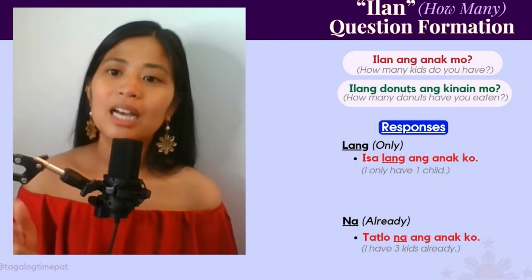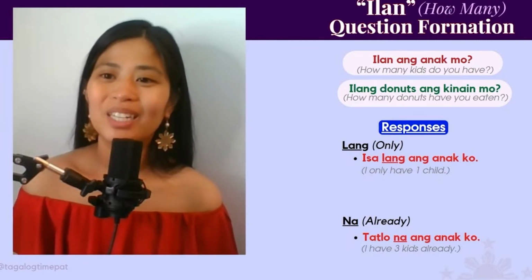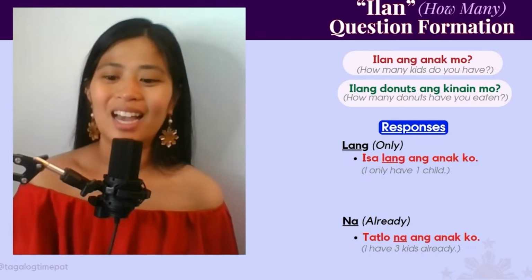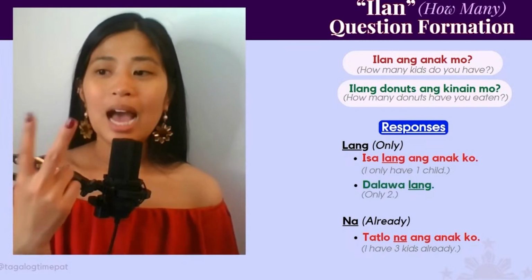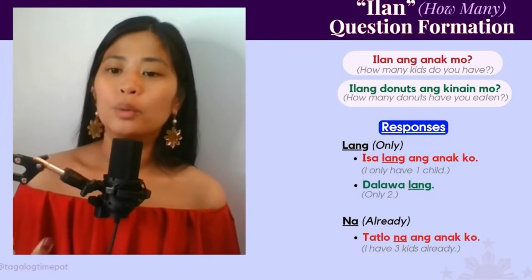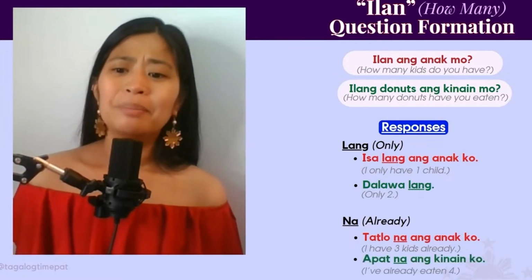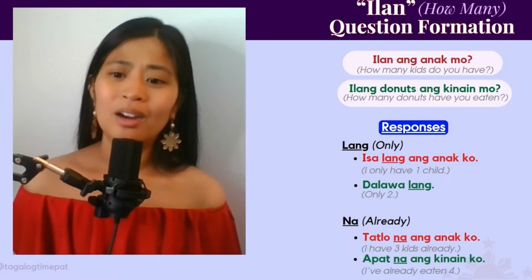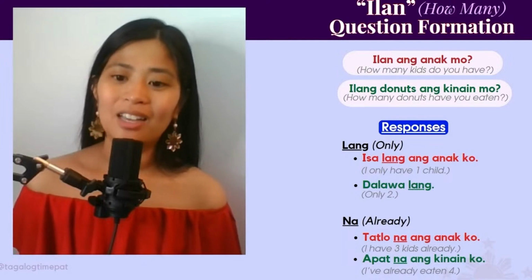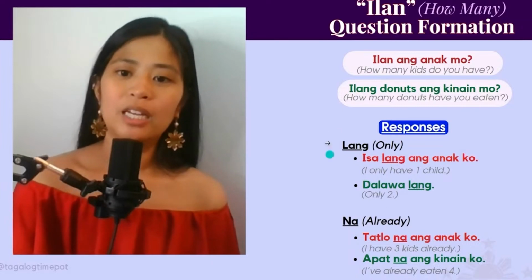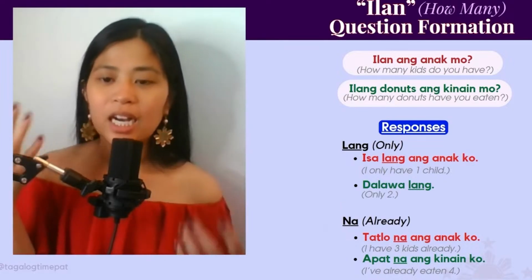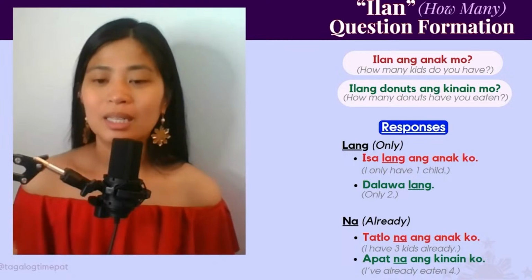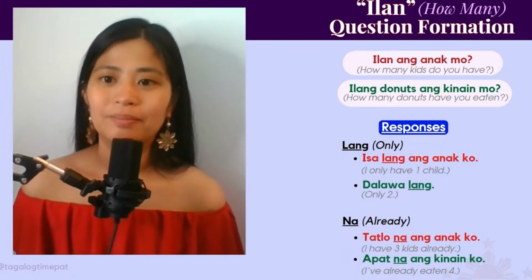Or another example, ilang donuts ang kinain mo? How many donuts have you eaten? Ilang donuts ang kinain mo? Or how many donuts did you eat? So, you could say, dalawa lang, only 2. Or, apat na ang kinain ko. I already ate 4. I've already eaten 4. Apat na ang kinain ko. So these 2 words show an emphasis, or they give you an idea of how much or little something is. Only and already. Okay?